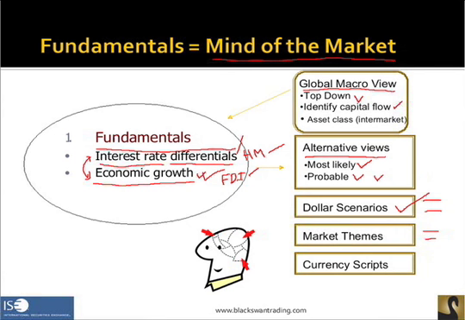We also try and develop currency scripts for each of the major currencies. We look at, for example, what's going on in the UK. We look at the interest rates, and we look at the background fundamentals, and we say, okay, UK looks like it's in trouble because of this, therefore A, B, and C. But what if? And we try and build those same most likely and probable scenarios for each of the currencies.